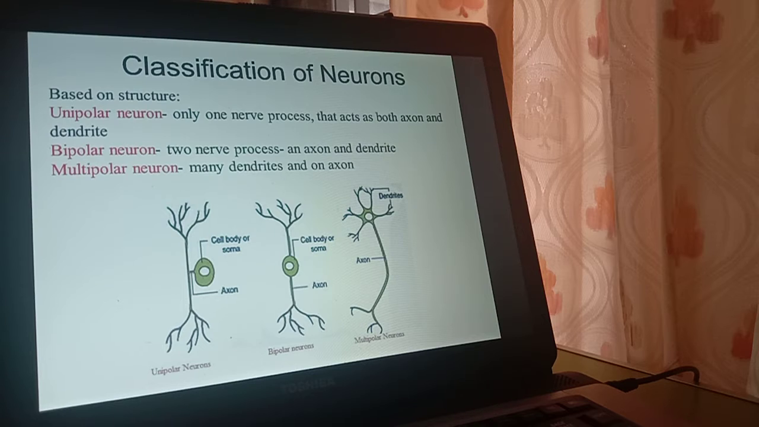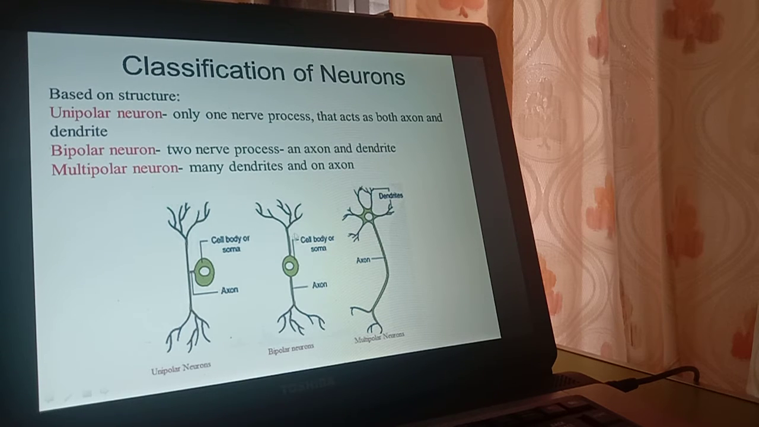Okay. Now coming to the classification of neurons. Neurons can be classified on different bases. First, on the basis of structure, we can classify them as unipolar neurons, when there is only one nerve process, which acts both as a dendrite and the axon. So they will have only one nerve process, and this acts both as a dendrite and the axon.